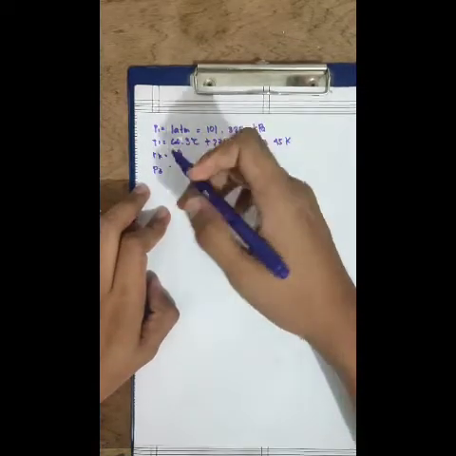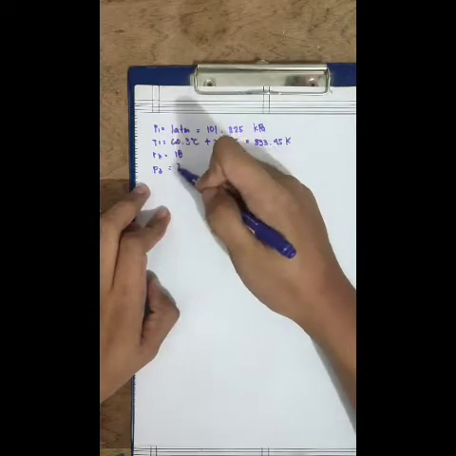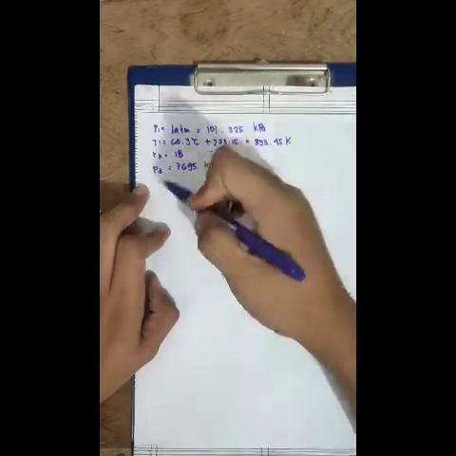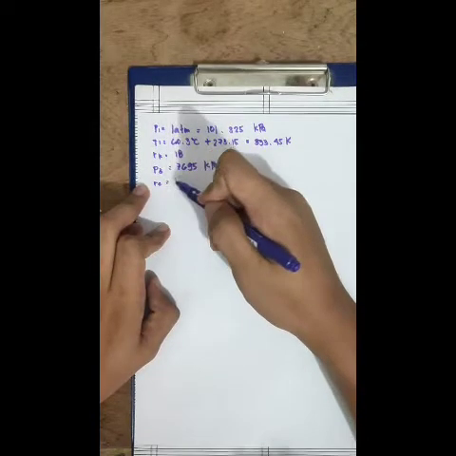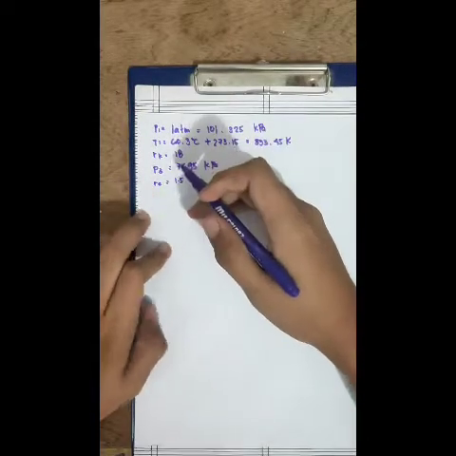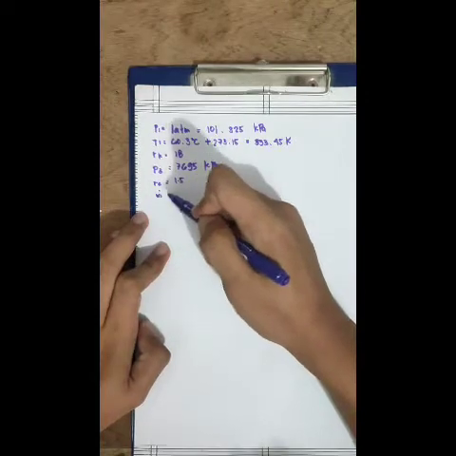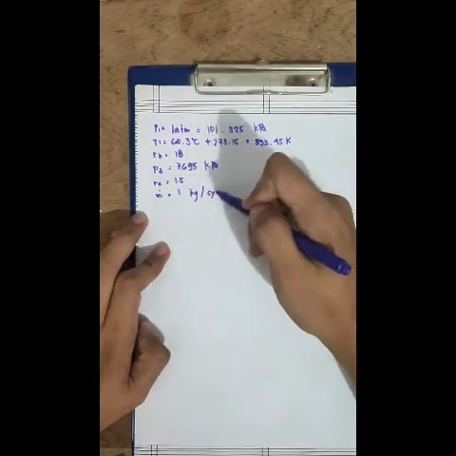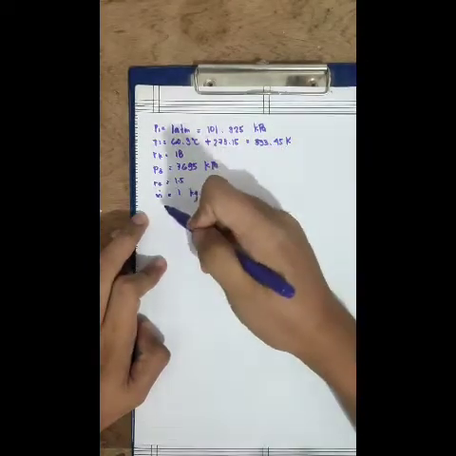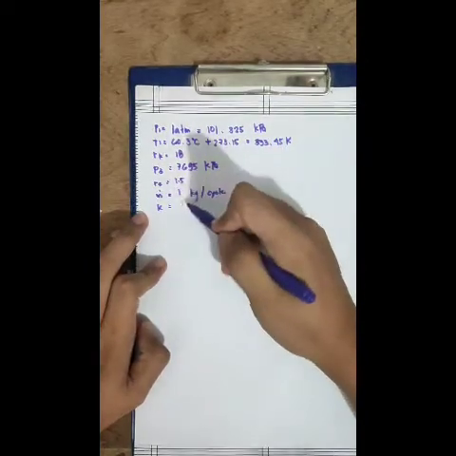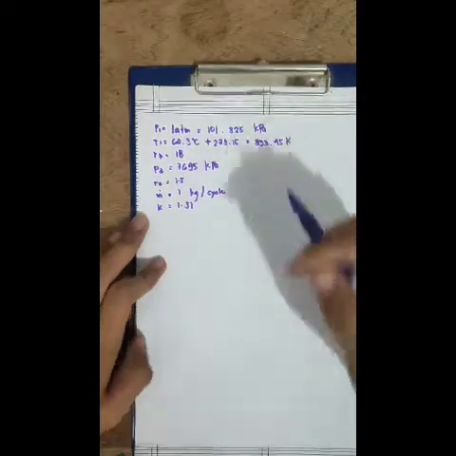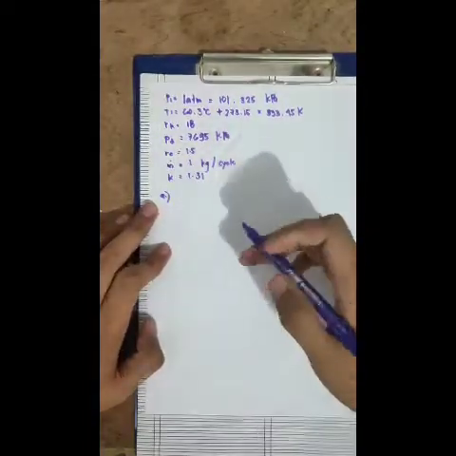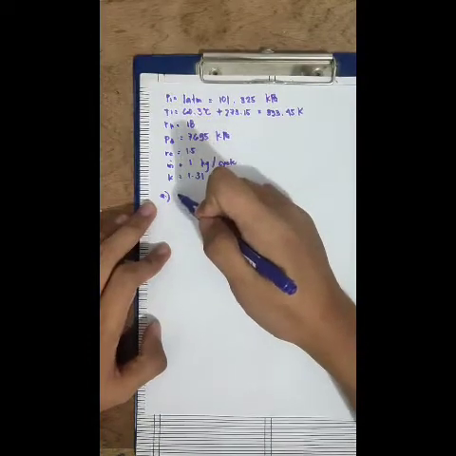RK is equal to 18. P3 is equal to 7,695 kilopascal. RC is equal to 1.5. Mass flow rate is equal to 1 kilogram per cycle, and the K is equal to 1.31.